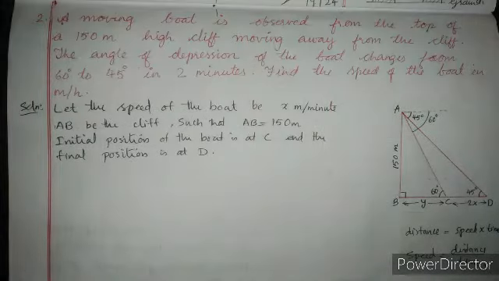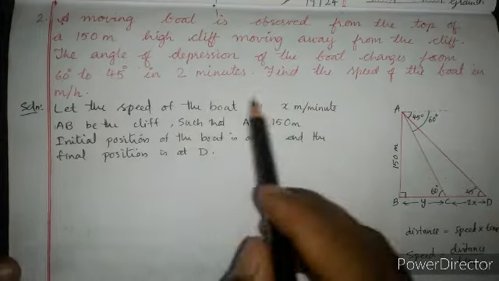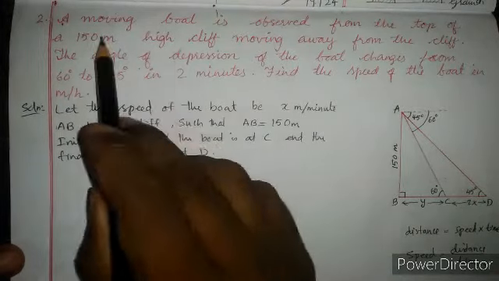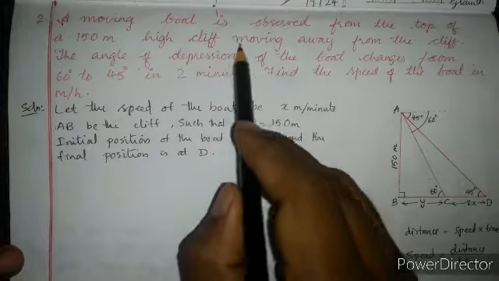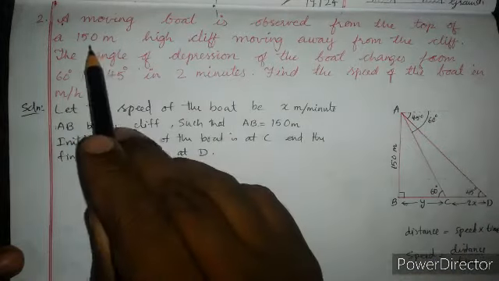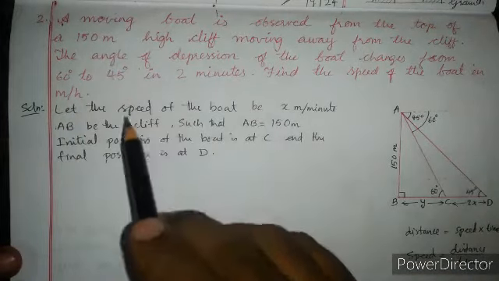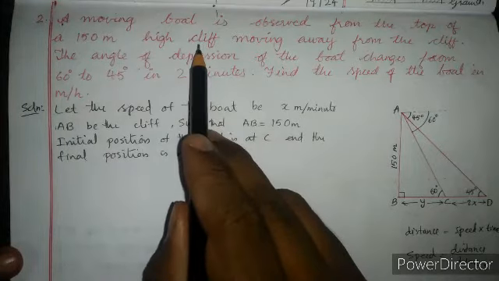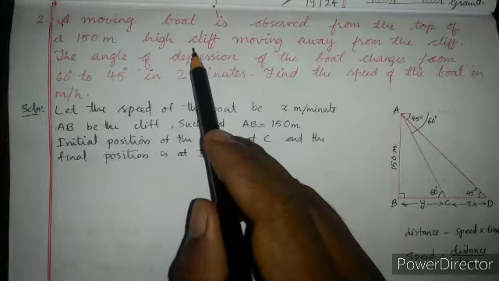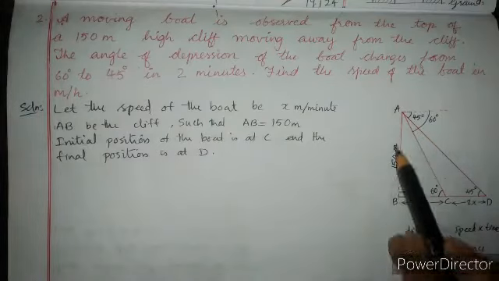The second question: here you can see a moving boat. A moving boat is observed from the top of a 150-meter high cliff. Cliff means it may be a mountain, or it may be a tower. Just imagine it's something; whatever it is, we are going to draw only a straight line.